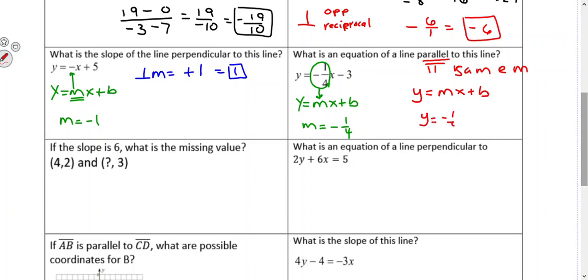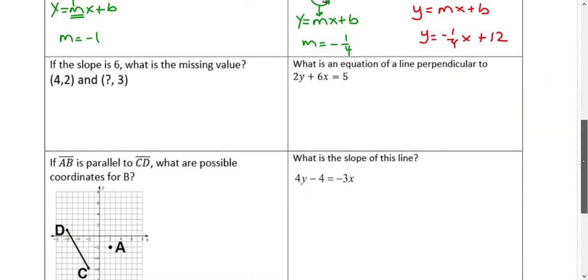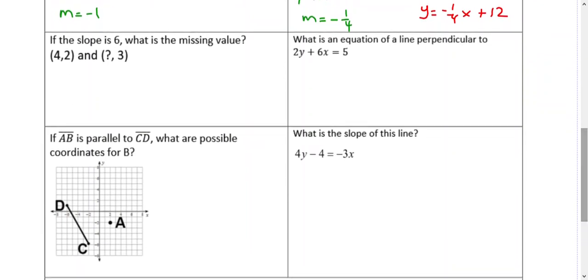We know our slope. And our b, or y-intercept, can be anything except what we were given. So it can't be -3, but it could be anything else. I'm just going to call it +12, -400, anything except what we were given. Because if it was exactly what we were given, we'd have the same line and they would not be parallel.